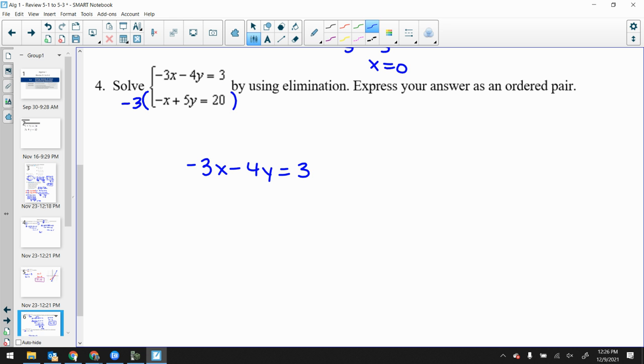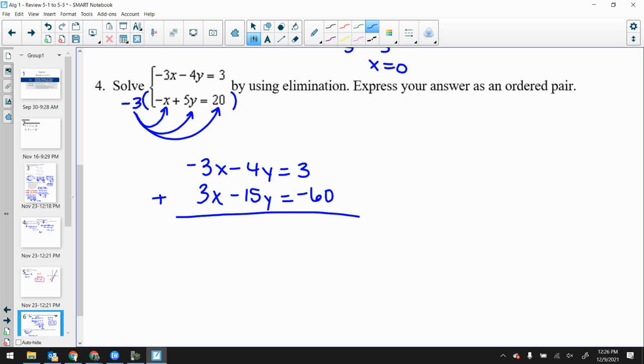The bottom equation is what's going to change. Negative 3 times negative x is a positive 3x. Negative 3 times 5y is a negative 15y. Negative 3 times 20 is a negative 60. Add down. Negative 4 and negative 15 make negative 19. 3 and negative 60 make negative 57. And then when I divide by negative 19 over to the other side, y is 3.